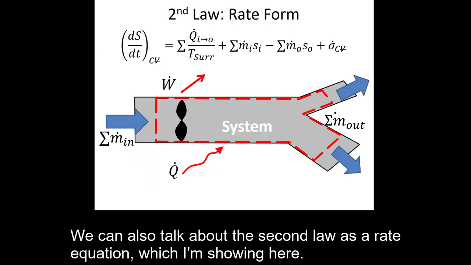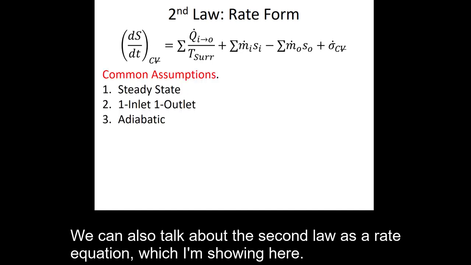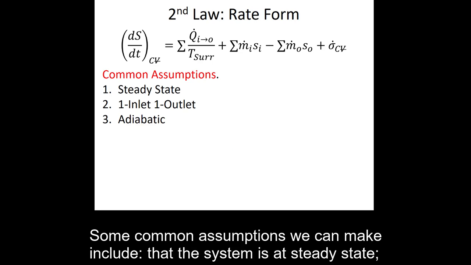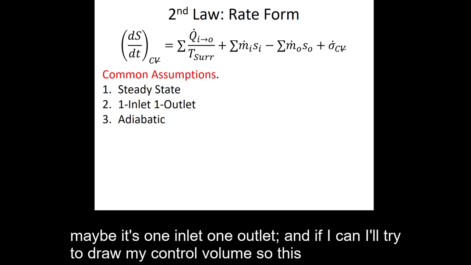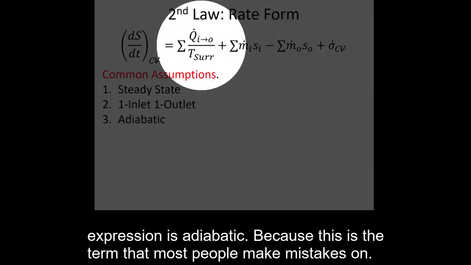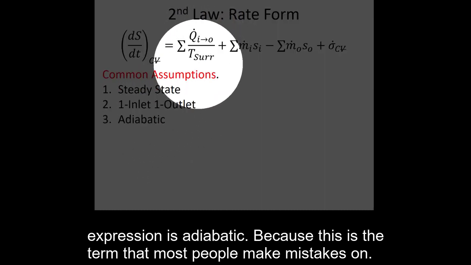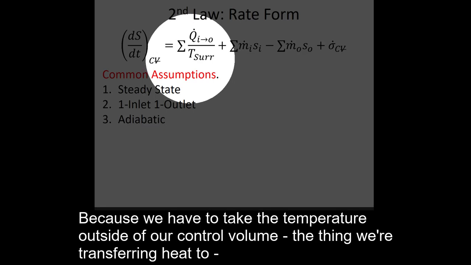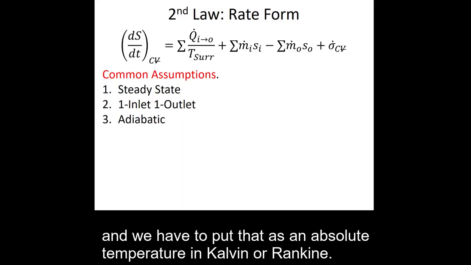We can also talk about the second law as a rate equation, which I'm showing here. Some common assumptions we can make include that the system is at steady state. Maybe it's one inlet, one outlet. And if I can, I'll try to draw my control volume so this expression is adiabatic, because this is the term that most people make mistakes on, because we have to take the temperature outside of our control volume, the thing we're transferring heat to, and we have to put that as an absolute temperature in Kelvin or Rankine.